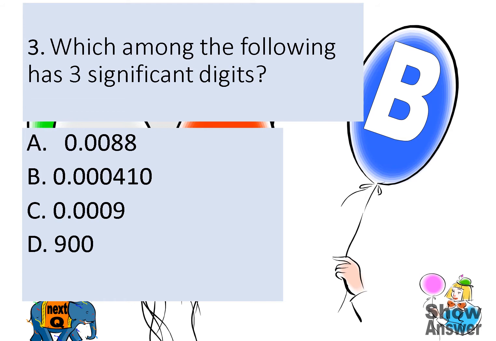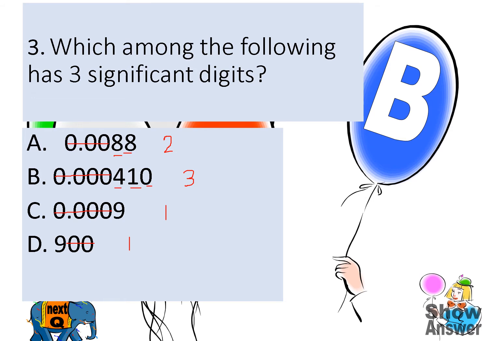So we have here 4, 1, and 0 are significant. The rest of the zeros located in front of the non-zero digits are not significant. So we have here 3 significant digits. How about for letter A? We have 2 significant digits. How about for letter C? We only have 1 significant digit. How about for letter D? Still, we have 1 significant digit. So that is why the answer is letter B.